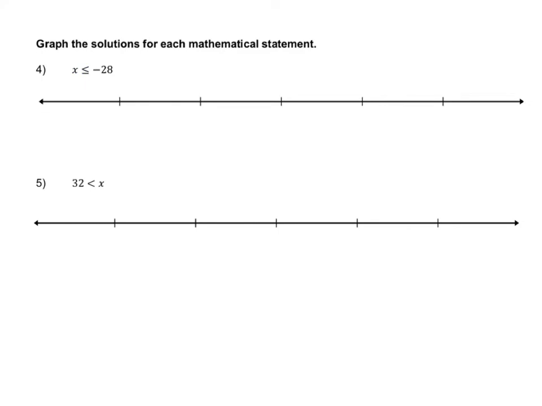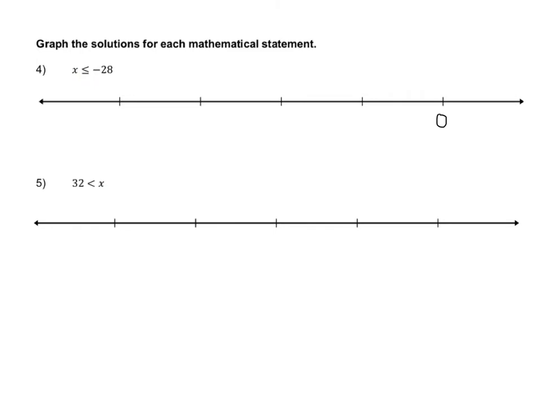Okay, so we have two other statements here. x is less than or equal to negative 28 is our fourth example here. Now let's set up our number line. So you're probably wondering, I don't want to count all the way up to negative 28. So how do we represent that in an efficient way? Well, here's a little tip. All right, let's put 0.